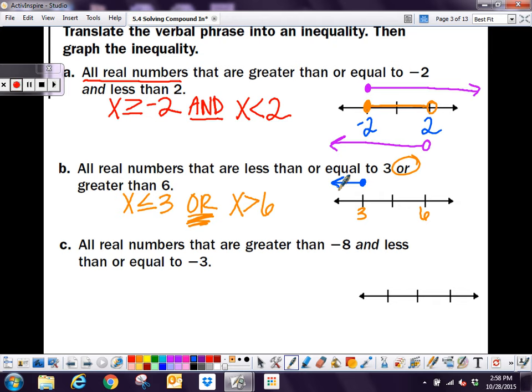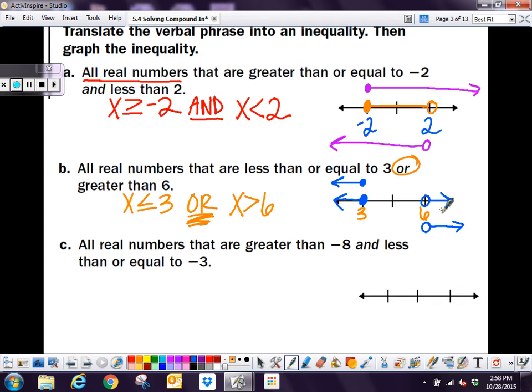Or I have an open circle on 6, and I need everything greater than that. Okay, so since this is "or," this can be one or it can be the other. So I'm going to have everything less than or equal to 3, and also everything greater than 6. So that's what my final answer would look like.